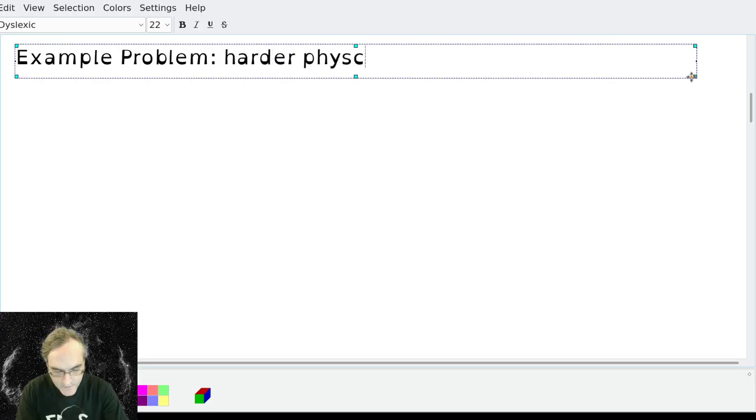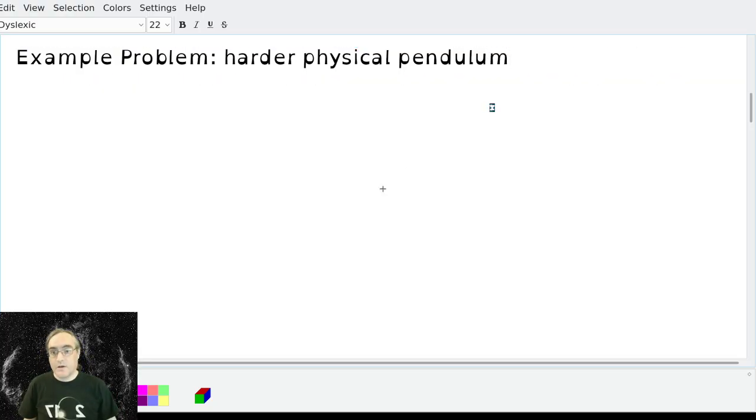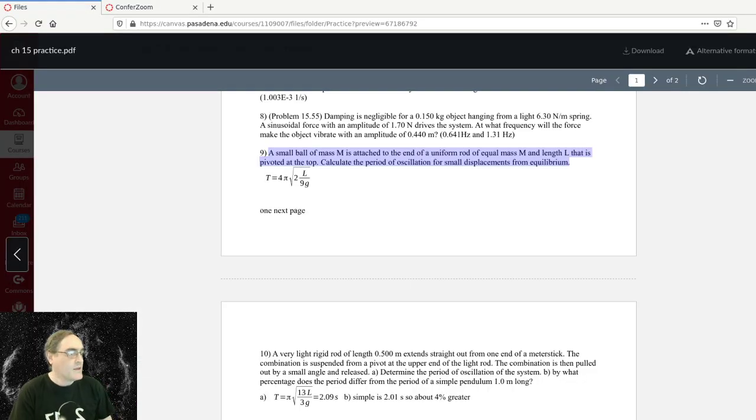This is the harder physical pendulum problem I've been talking about. So, first, I'll show you the problem.